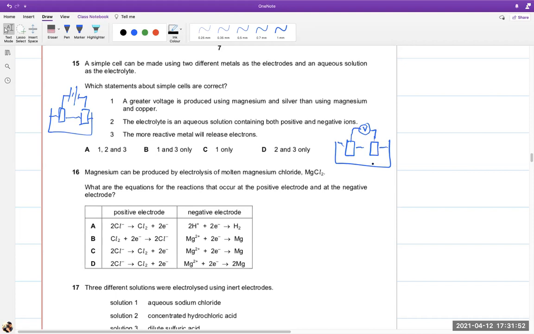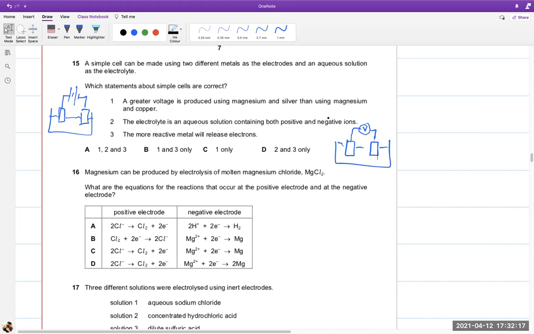All right, a greater voltage is produced using magnesium and silver than using magnesium and copper. Yes, that is true because magnesium and silver are further apart in the reactivity series than magnesium and copper. Thoda sa fark hai, lekin still fark to hai. The electrolyte is an aqueous solution containing both positive and negative ions. Of course, it's an aqueous solution. Usne bola hua hai ki wo aqueous solution hai. So it will contain both positive and negative ions.